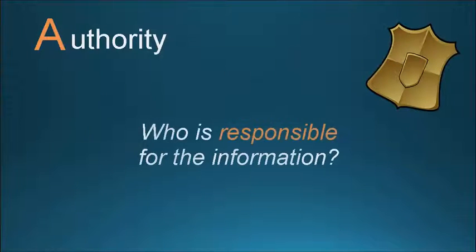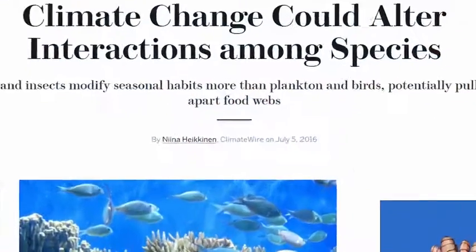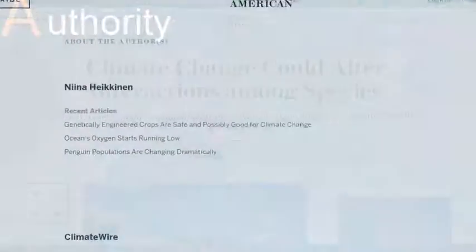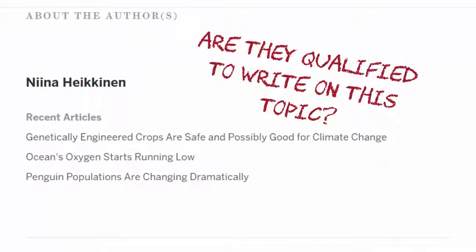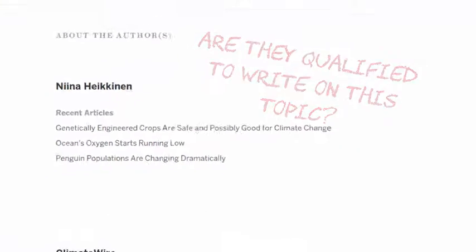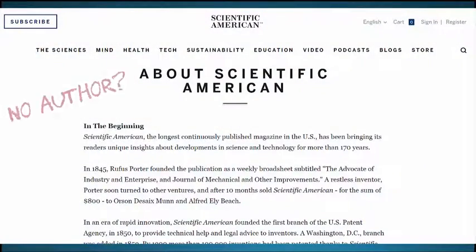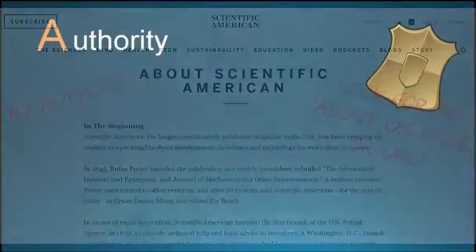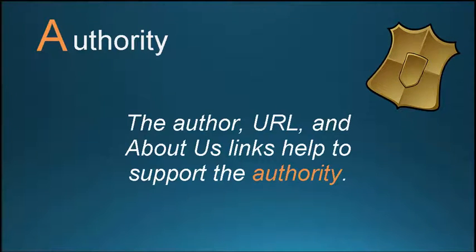Authority asks you to consider where the information is coming from, such as who wrote it or who's responsible for maintaining the page. To determine authority, you need to find out about the author's qualifications by looking for their name and credentials. If there's no author listed, consider the website itself by looking for About Us or Contact Us links, or even looking at the web address. Each of these things can help you decide if the page can be trusted as an authority on the topic.